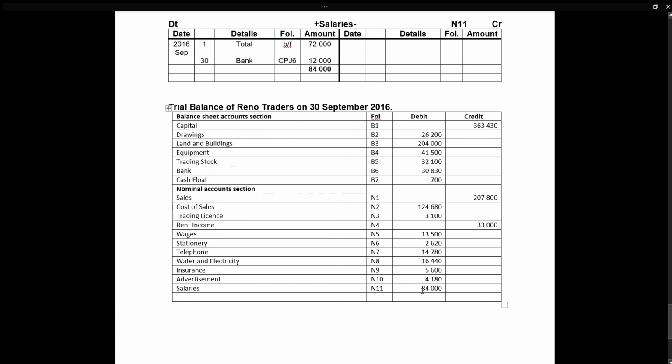If you total the debit side, it should equal the total of the credit side. If it does not, then we've made a mistake somewhere. You should get a total of 604,230 Rand. You should get the same for your credit side, 604,230 Rand. Debit equals credit. We've done this activity correctly.